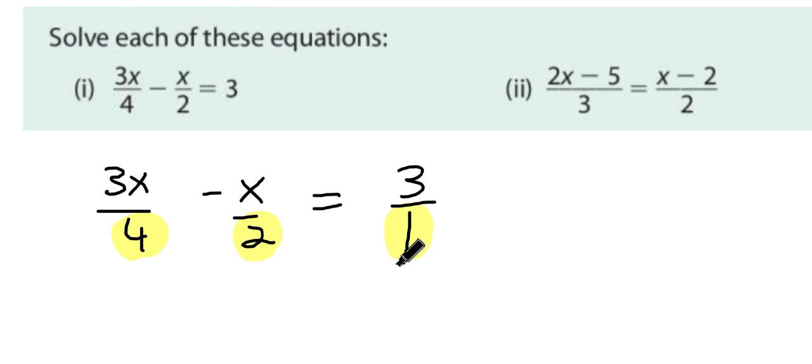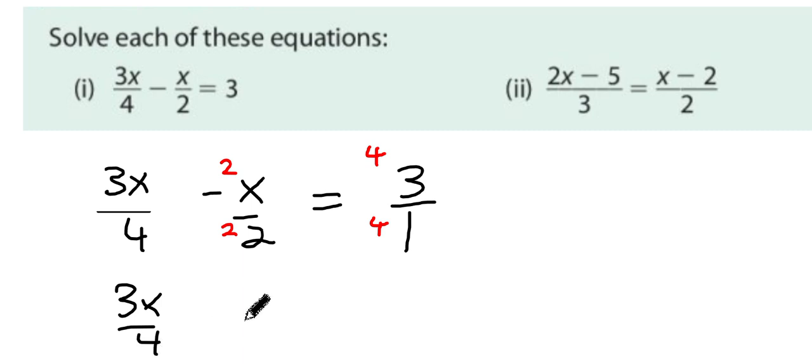Now, the first step is every number on the bottom has to be the same. So what we're going to do is turn the 2. Everybody see that 2? What are we going to turn that 2 into? 4. To turn that into a 4, you need to multiply it by 2. But that means you need to multiply the top by 2. And on the next one, you need to multiply the bottom by 4, which means you need to multiply the top by 4. Did everybody get that far? 3x over 4 minus 2x over 4 equals 12 over 4.